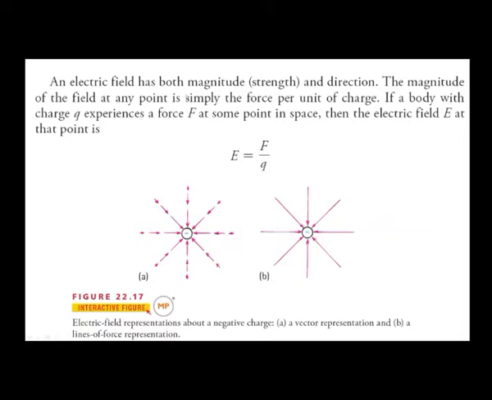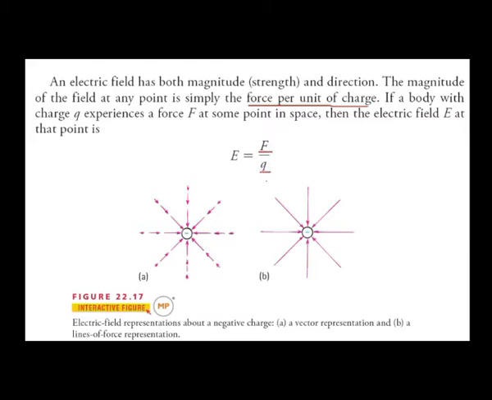So electric field has both magnitude and direction, meaning it has a numerical value, and at the same time it has a direction. The magnitude of the field at any point is simply the force per unit charge. So we have here the force per unit charge.